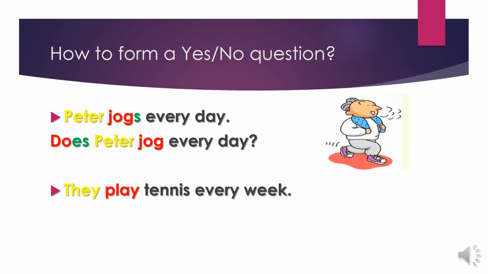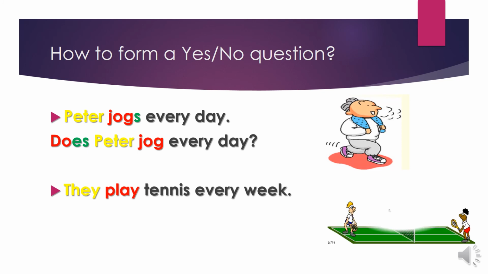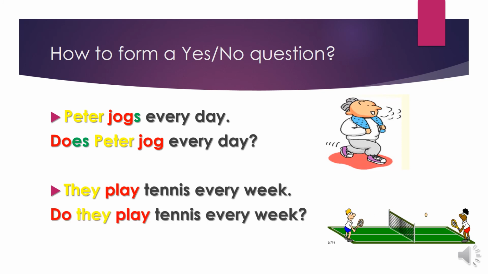Another example, they play tennis every week. Play is the main verb in the sentence. It's in the present simple. So I don't have verb to be. I don't have a modal verb. I have to add a helping verb. In this case, it should be do since play is plural. And the question will be, do they play tennis every week? Don't forget to add the question mark.